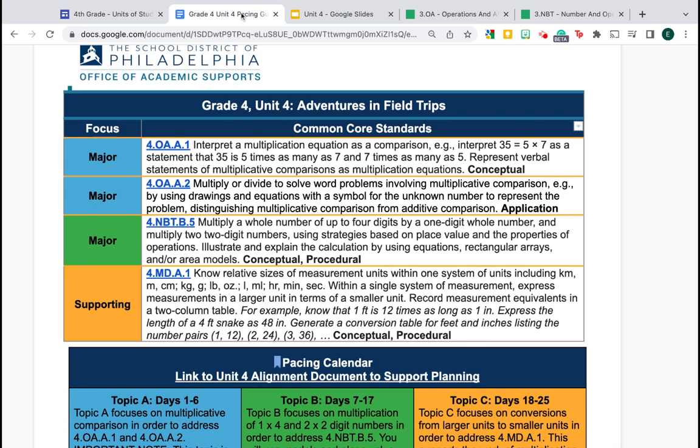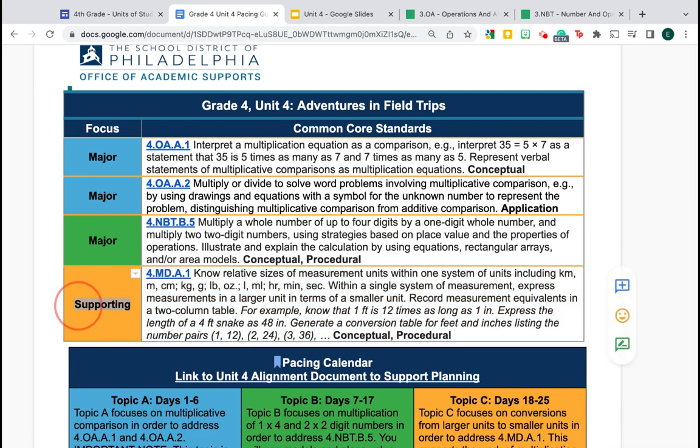So, taking a look at Unit 4, we see that we have 4 standards. Topic A has 2 major standards that are actually very similar to each other. They're both about multiplicative comparison. Then, in Topic B, you have 1 major standard that is all about multiplying multi-digit whole numbers. Finally, in Topic C, you have one supporting standard that is about measurement conversion, which really is just an applied way to think about multiplication. The whole unit is multiplication.